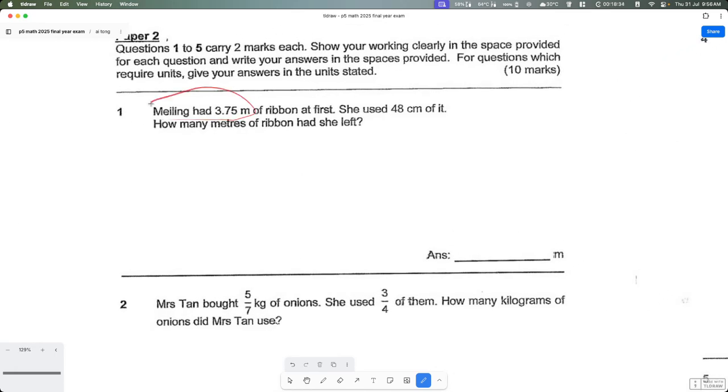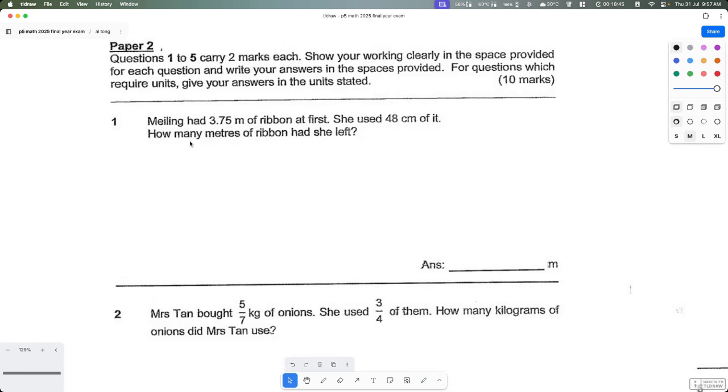Mei Ling had 3.7 meters of ribbon at first. She used 48 centimeters of it. How many meters of ribbon had she left? In this case, we're going to convert the 48 centimeters to meters because the answer requires us to put in meters. 100 centimeters is equal to 1 meter. 1 centimeter is equal to 1 divided by 100.